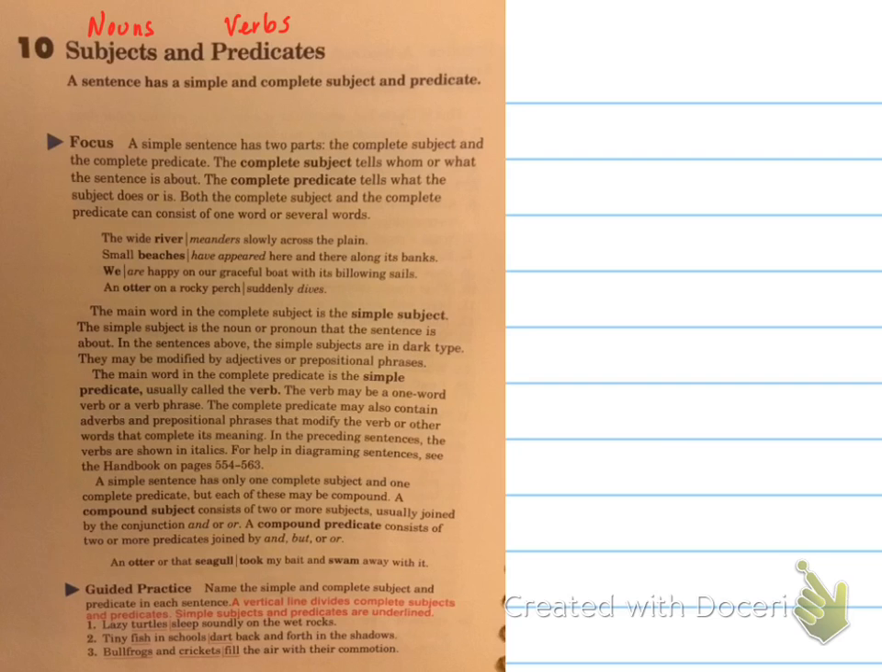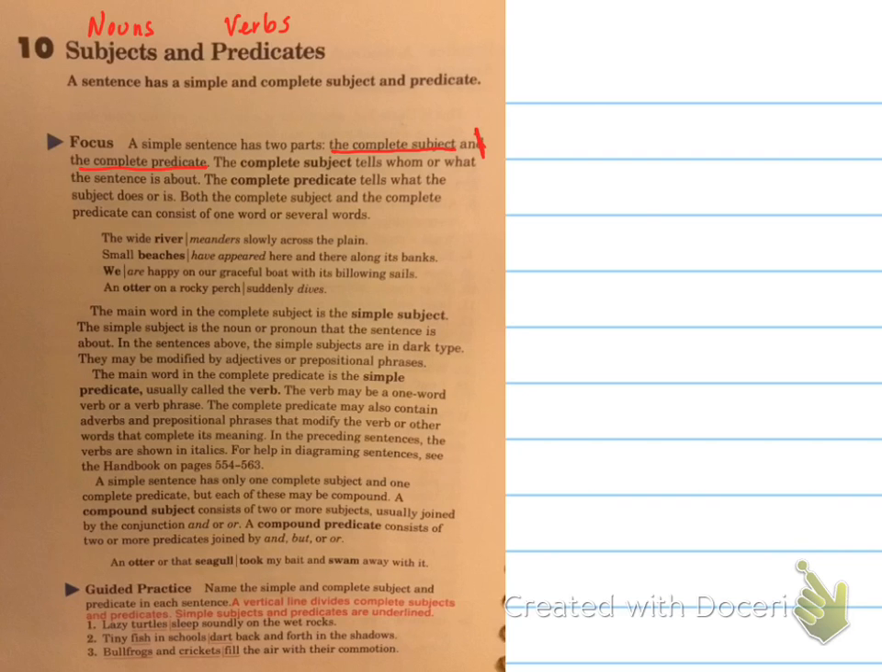A simple sentence has two parts, a complete subject and the complete predicate. I just like to put a line in between them. The complete subject tells whom or what the sentence is about. The complete predicate or verb tells what the subject does or is. Both the complete subject and the complete predicate consist of one word or several words.